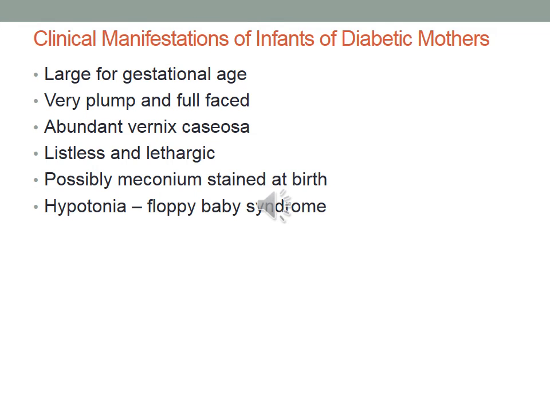Clinical manifestations of infants of a diabetic mother: large for gestational age, very plump and full-faced, abundance of vernix caseosa, listless and lethargic, possibly meconium stained at birth, hypotonia, which means they have floppy baby syndrome.